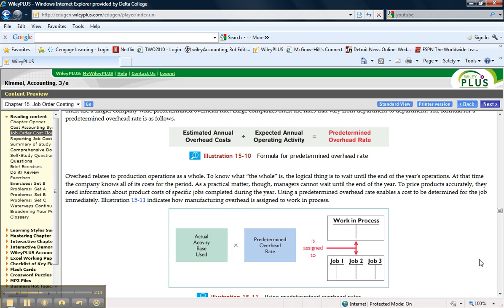Now, I hope that makes some sense. I need you to really think that through and read what this study objective is talking about to really get overhead. It's kind of the most esoteric subject in this chapter.